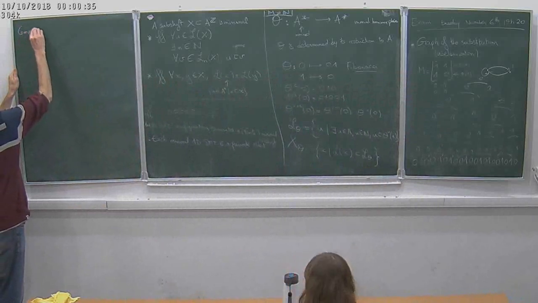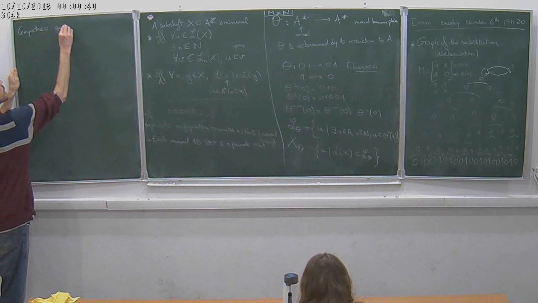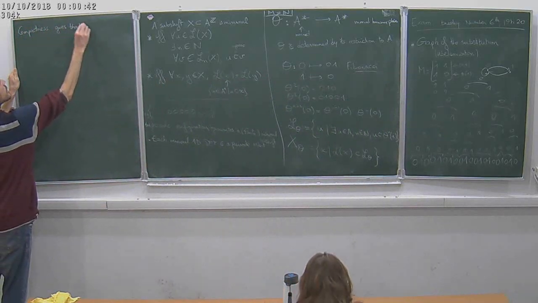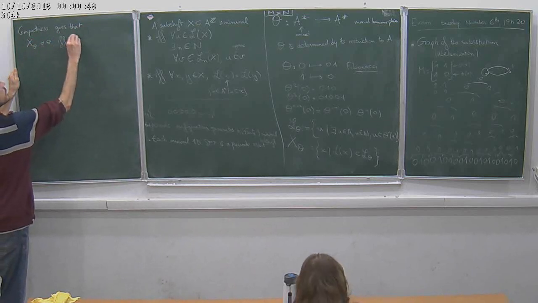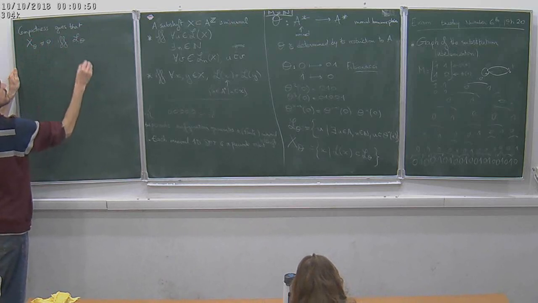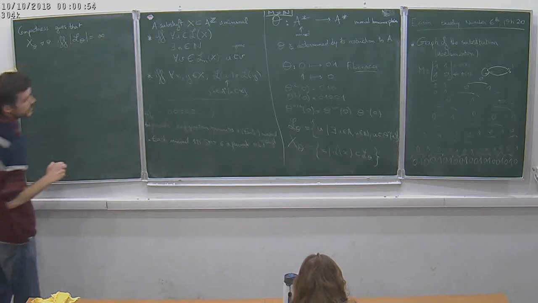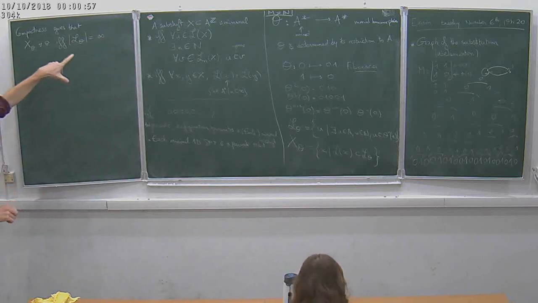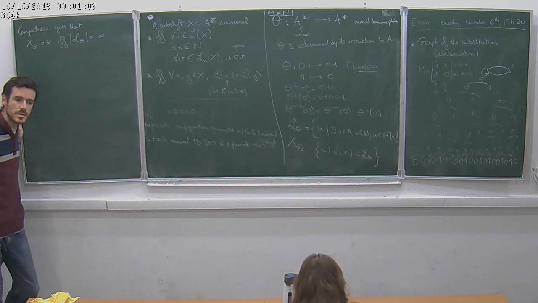Compactness gives that X theta is non-empty if and only if L theta is infinite. So one implication is compactness, and the other one is even easier.